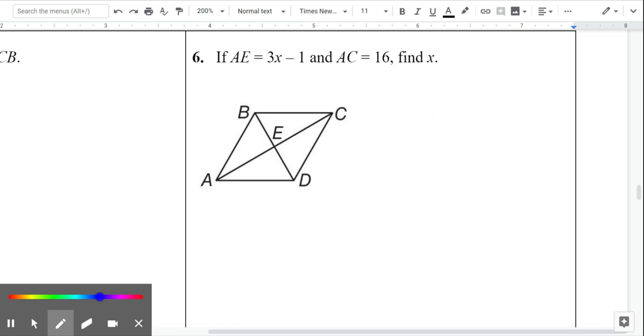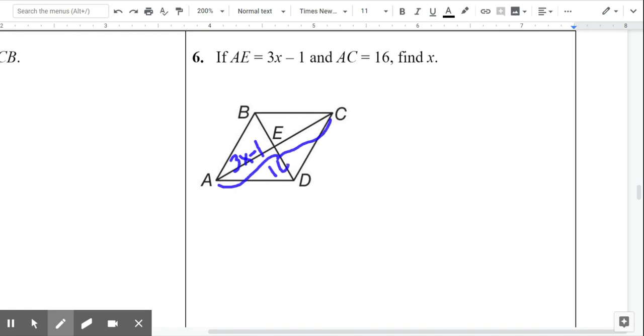Okay, here I am on number 6. If AE equals 3X minus 1, and AC is 16, so that's this whole thing is 16, find X. Well, if the whole thing is 16, then each piece has to be 8. So I know that 3X minus 1 equals 8. And then all you have to do is solve for X.